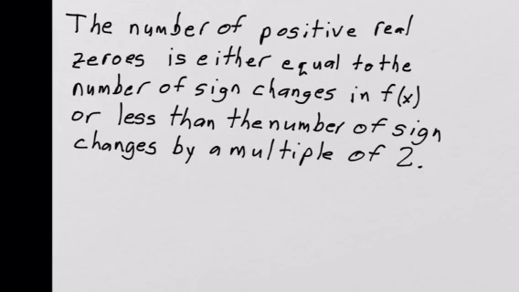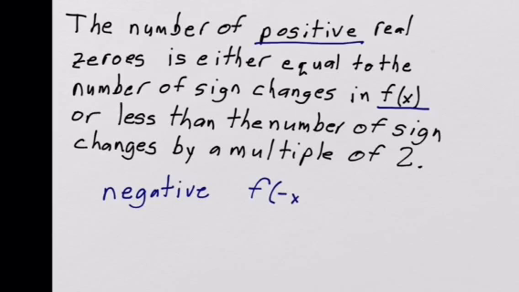I'm just going to underline a couple of things here and then write what they change to. So positive changes to negative, and f of x changes to f of negative x. So we can also say the number of negative real zeros is either equal to the number of sign changes in f of minus x, or less than the number of sign changes, again in f of minus x, by a multiple of 2.